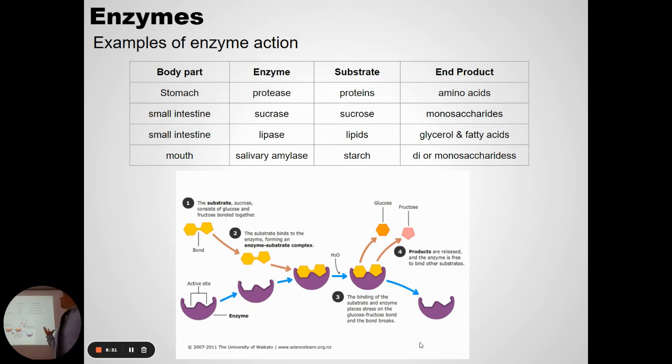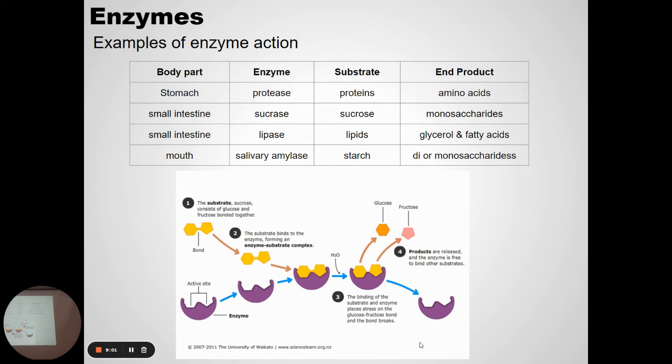And so here are some examples. Here are some digestive enzymes that are found in the human body. In our stomach, we have cells that produce an enzyme called protease. This enzyme's job is to break up proteins, and it produces amino acids. It digests proteins into their smaller components.